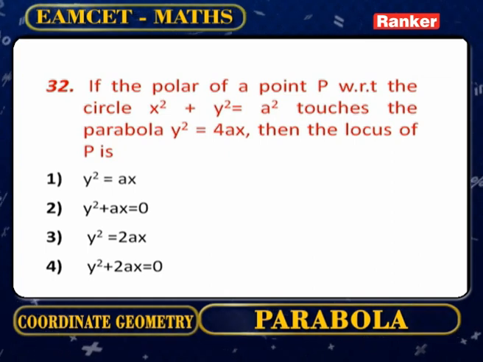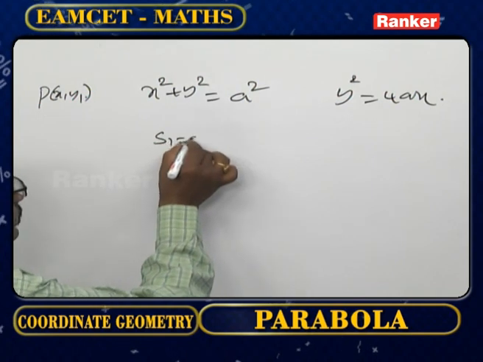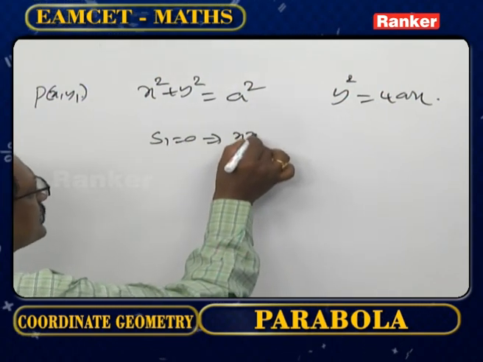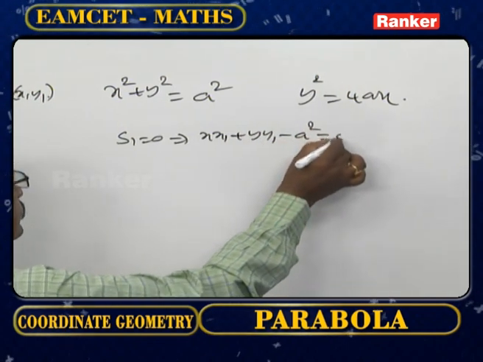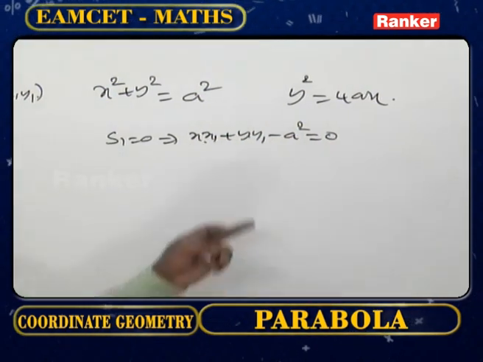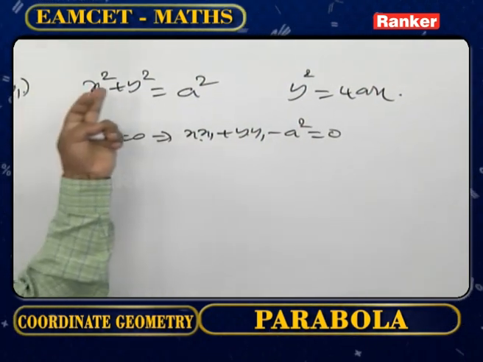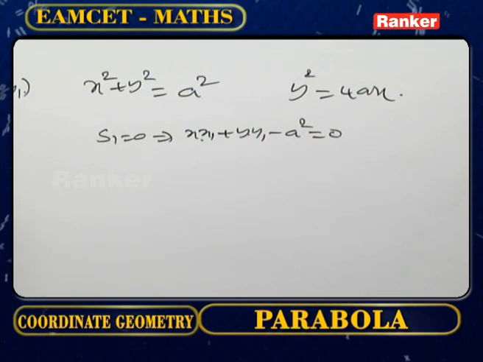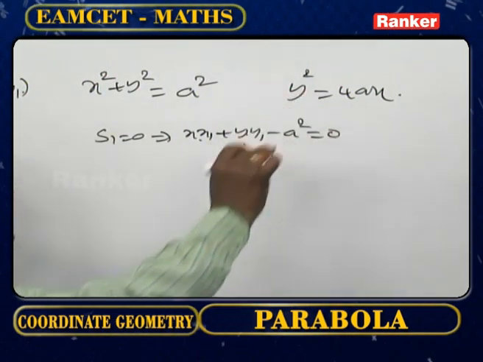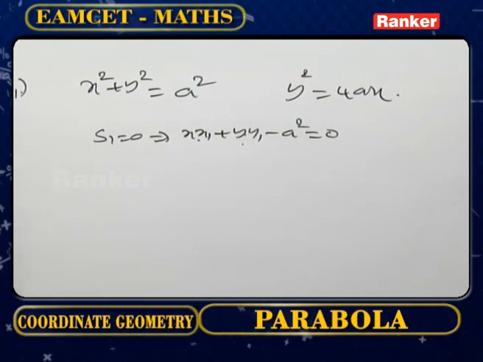Now the polar of the point P with respect to the circle is S1 equals 0, which implies we get xx1 plus yy1 minus a square equals 0. This is the equation of the polar of P(x1, y1) with respect to the circle x square plus y square equals a square. But it touches the parabola y square equals 4ax.